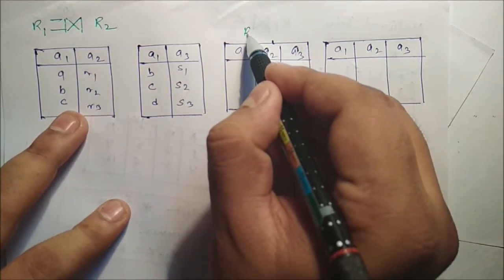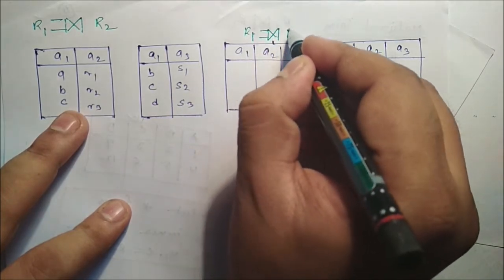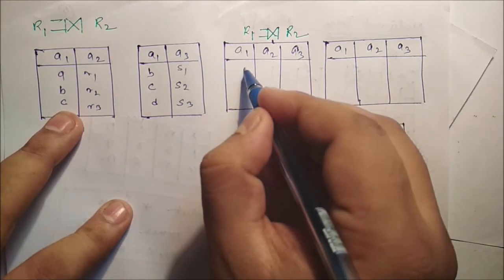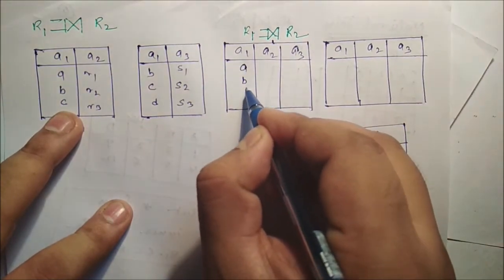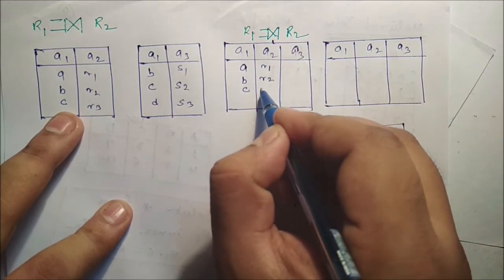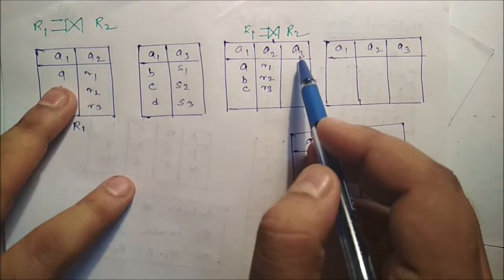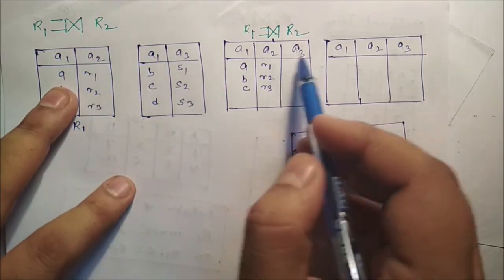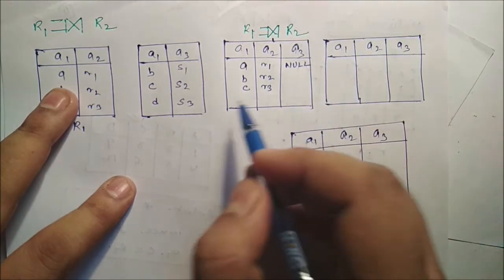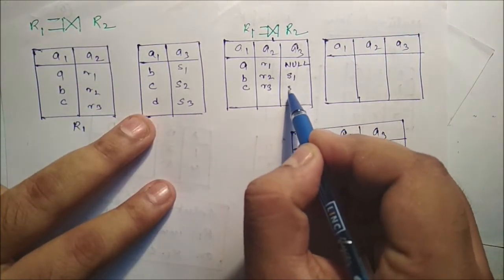So apply the left outer join, then all the rows from the left table. That means what? A, B, C, R1, R2, R3. But here for A, the associated A3 value is not there. Here we have to put null. Okay, and B and C are there, so definitely it will be S1 and S2.